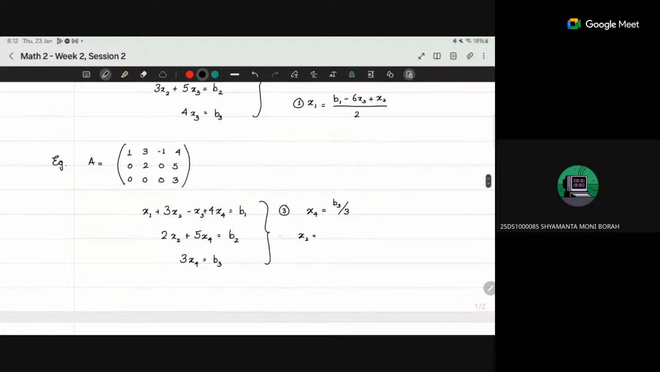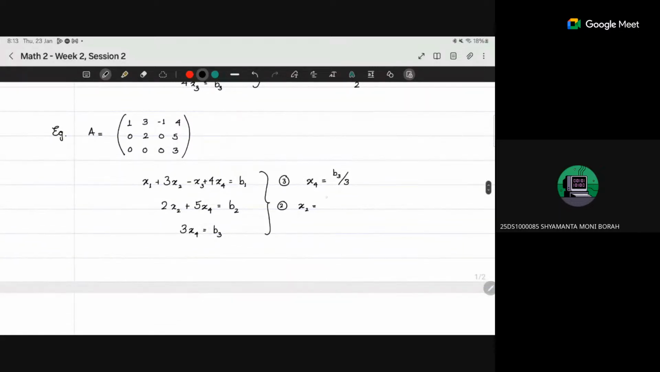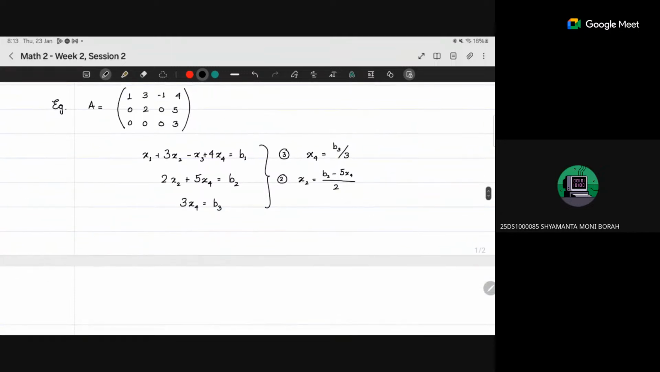So from equation 2 and using 3, we'll get that. I'm not going to explicitly write that, but I'll just mention that this is b2 minus 5x4. x4 in turn is b3 by 3, so you can substitute that and get the value. And in the first equation, you'll see that x1 is equal to b1 minus 4x4 plus x3 minus 3x2. There's nothing to divide, so this is already in a 1.